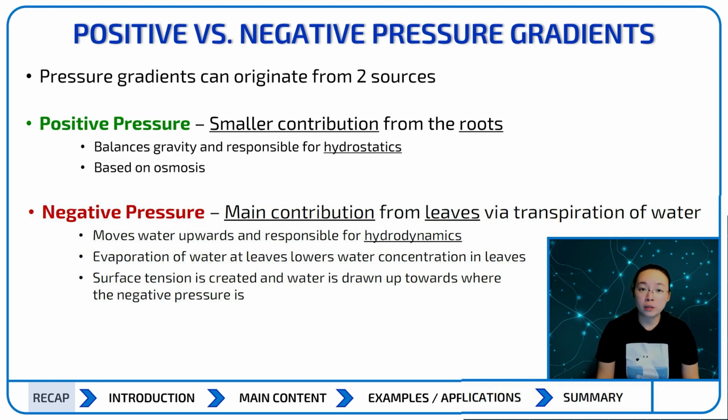Then you have the main contributor of a pressure gradient, which is called negative pressure. This is caused by the transpiration of water from the leaves to the air. Now you have a lack of water or an increased concentration of solute, which means it's going to draw water up from the roots or the stalk of the plant so that it can help maintain some sort of equilibrium again. Because of the transpiration of water from the leaves to the air, it causes negative pressure or a transpiration pull, and that is based off of surface tension.